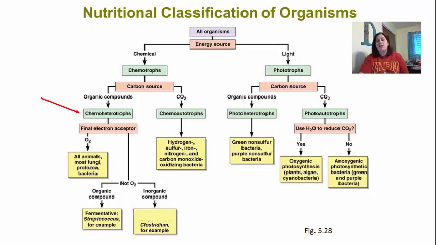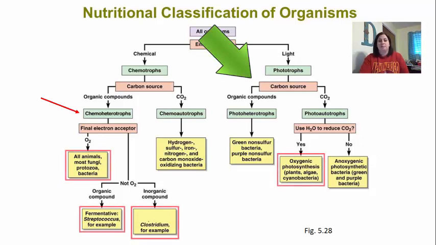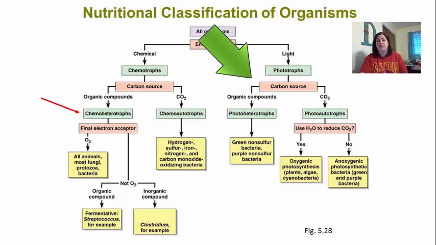We also see then over here the phototrophs. The phototrophs could either be photoheterotrophs or photoautotrophs. And so these give you some examples. So if we're looking at the photoheterotrophs, this is going to be like your green non-sulfur bacteria, purple non-sulfur bacteria. If you're looking at the photoautotrophs, if they use water to reduce the carbon dioxide, these are going to be oxygenic photosynthesis like plants, algae, and cyanobacteria. If it's anoxygenic photosynthetic bacteria, this would be green and purple bacteria.